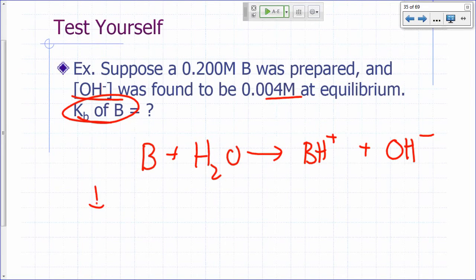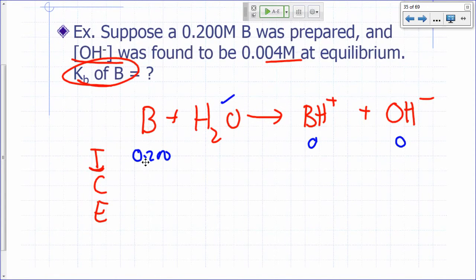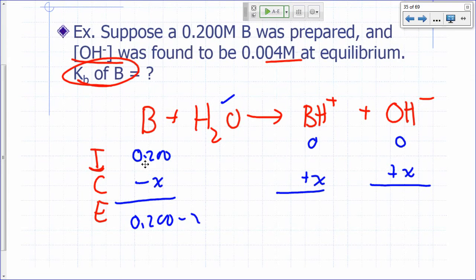So you set up your ICE table again. Initially, you have 0.2 moles per liter of base. Water, you don't worry about. You have large excess of that. That's your solvent. Activity of that is 1. You have none of this and none of that. Okay. And then what would be your changes? You lose X moles of this. You make X moles of that. You make X moles of that. And what would you have at equilibrium? 0.200 minus X. And this is going to be X, and that's going to be X.